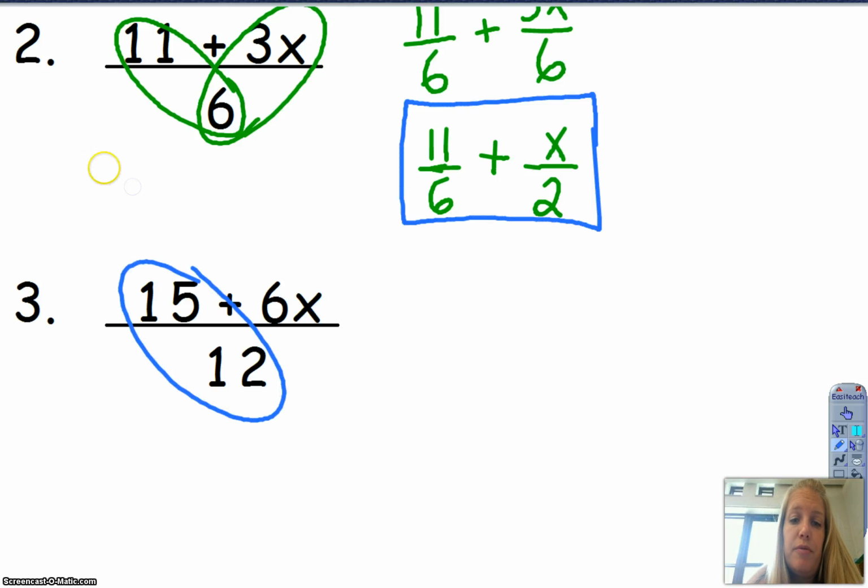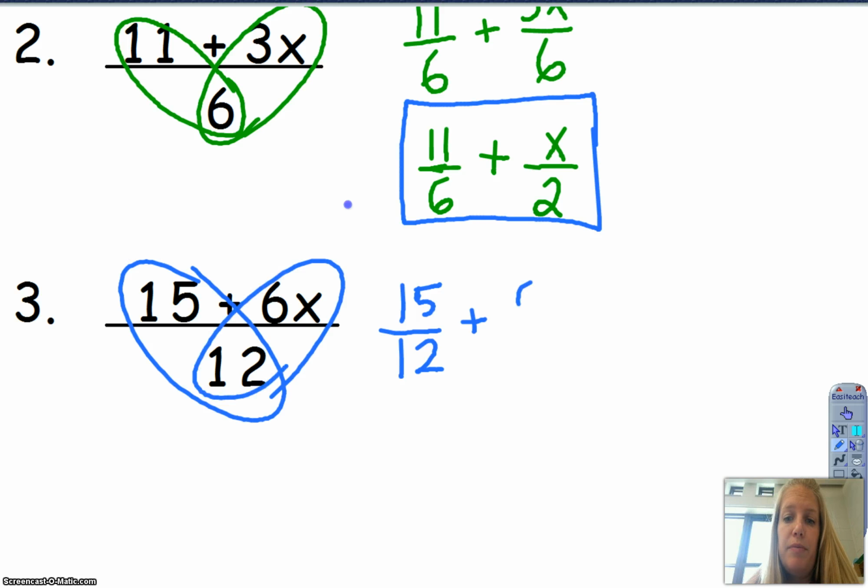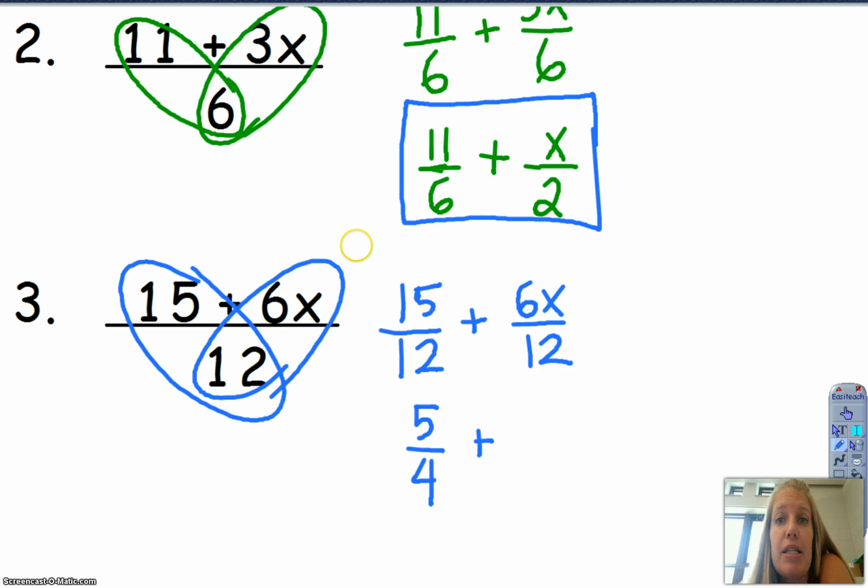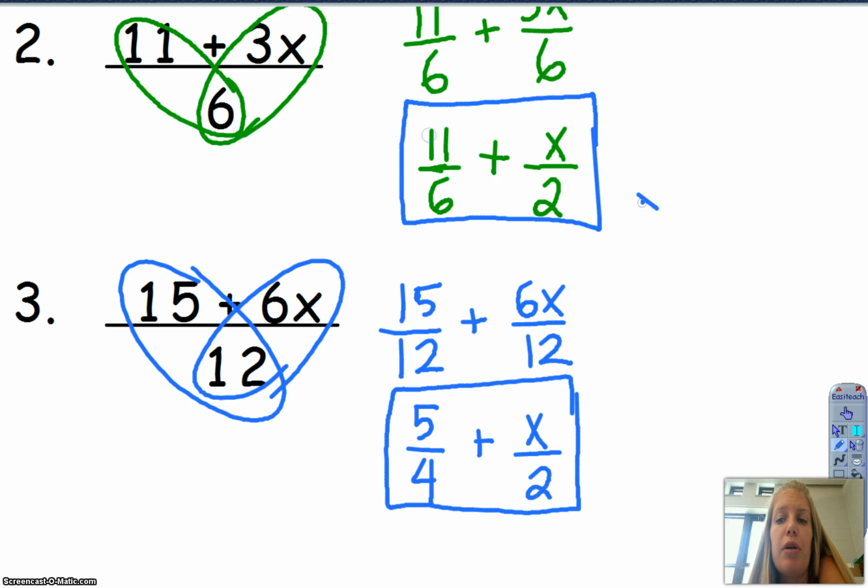15 over 12 plus, and then you're going to do 6x over 12. Okay, and we can simplify a bunch of these. In the first part, 15 over 12, you can divide them both by 3. You'll get 5 over 4 plus, so I divided those by 3. This one I can divide both by 6. 6 divided by 6 is a 1, but again, we're not going to write that 1, so we're just going to write the x. 12 divided by 6 is 2. Okay, so these are new and a little bit difficult, but I have full confidence you'll be fine once we practice more.